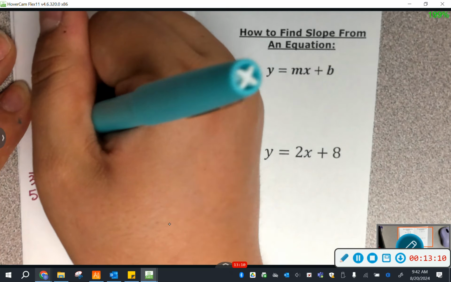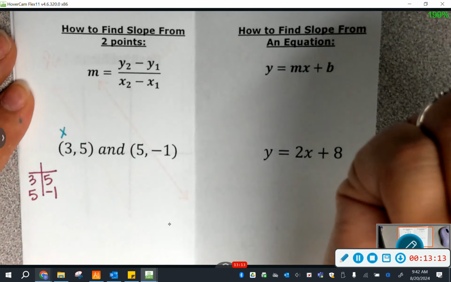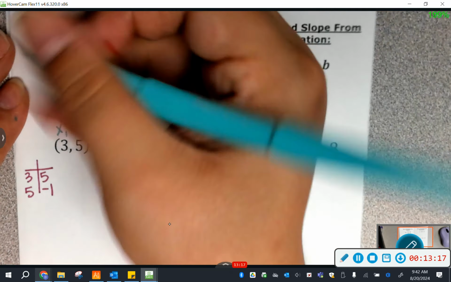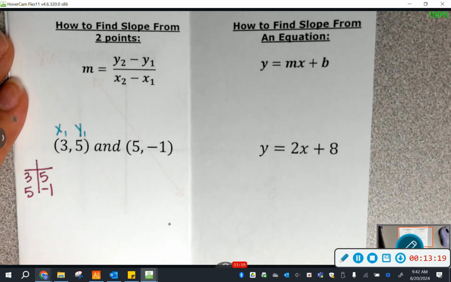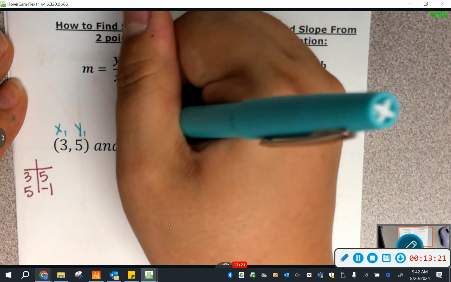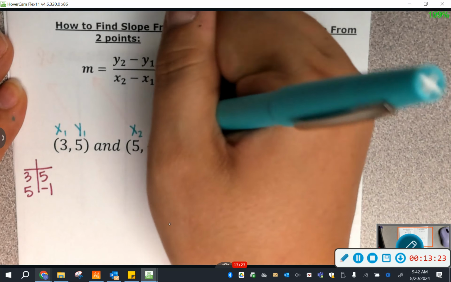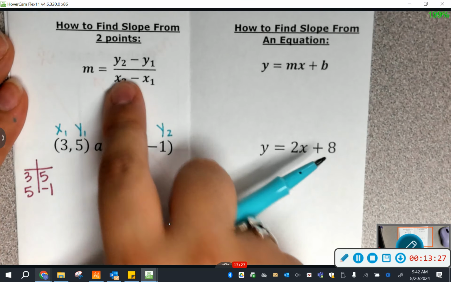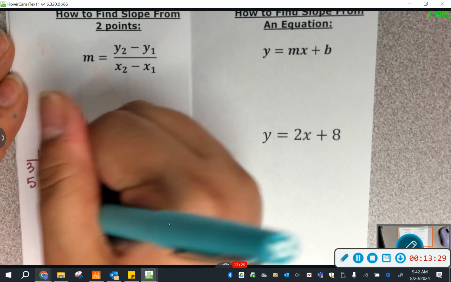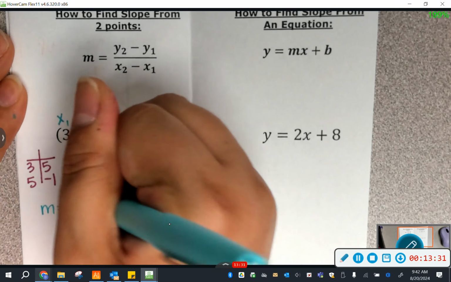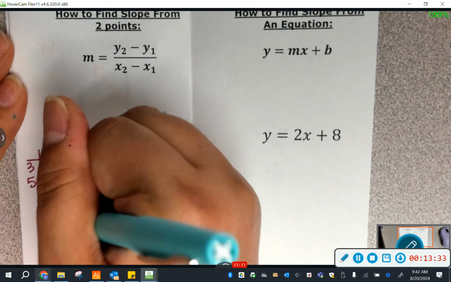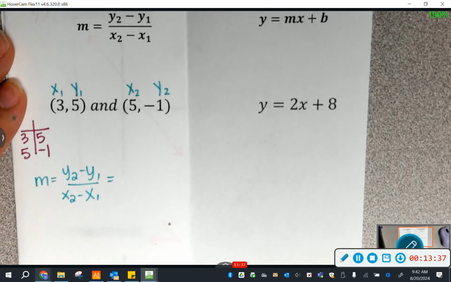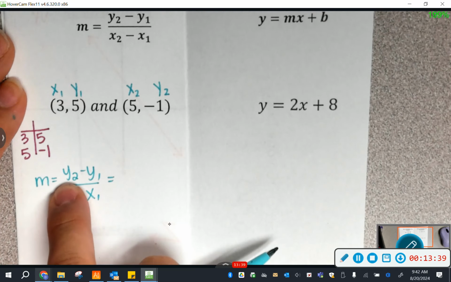You can label. Do y'all agree that's an X? And it's the first one. Do you agree this is a Y? And it's the first one. And do you agree this is my second X and my second Y? And I'm just going to plug into this formula. My formula is y2 minus y1 over x2 minus x1. What's my y2?